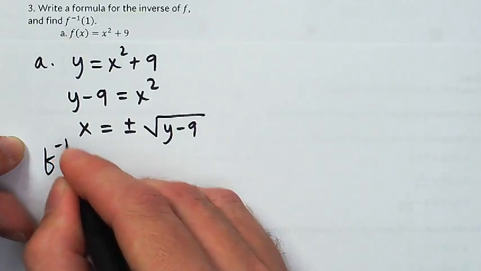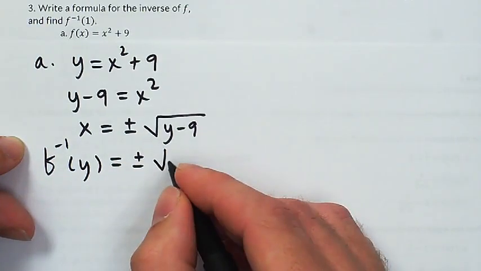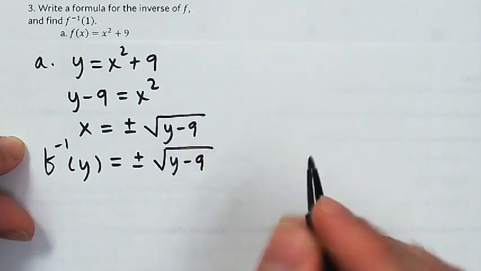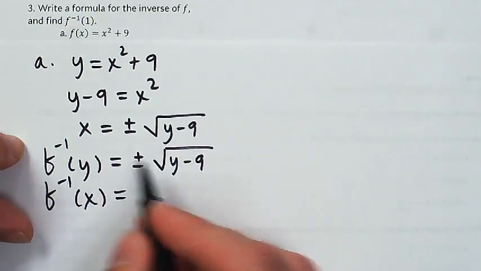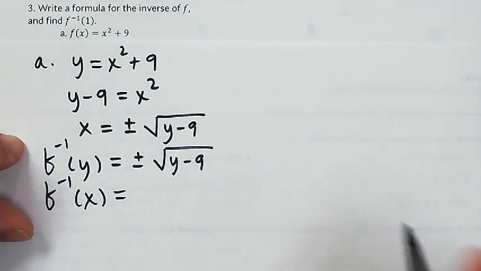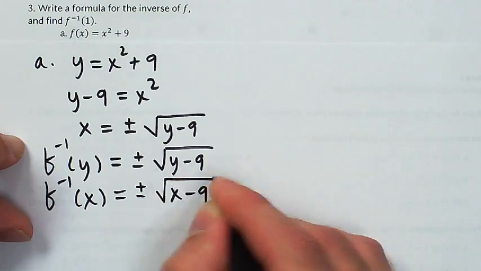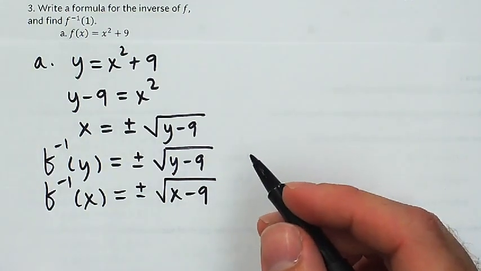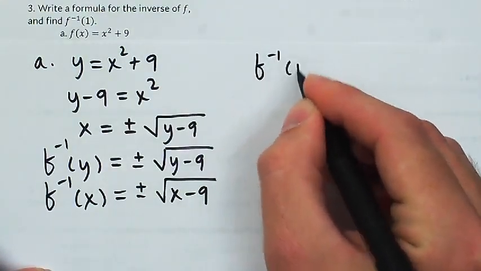We could also say a formula for the inverse of f is f inverse of y equals plus or minus the square root of y minus 9. Or if we were asked to find f inverse of x, we would just replace y everywhere we saw it in the formula for f inverse of y with an x, and we'd have plus or minus the square root of x minus 9. All right, I'm also asked to find f inverse of 1.